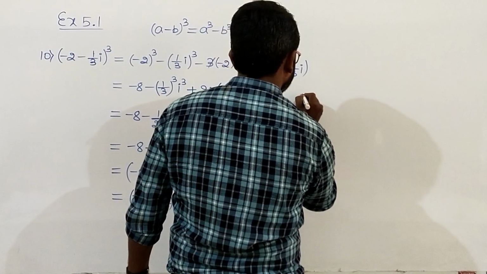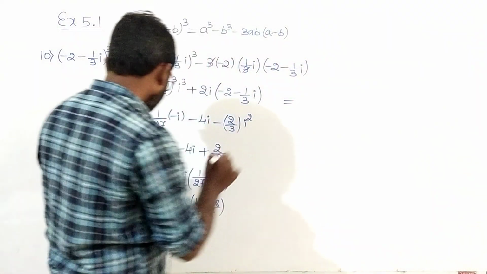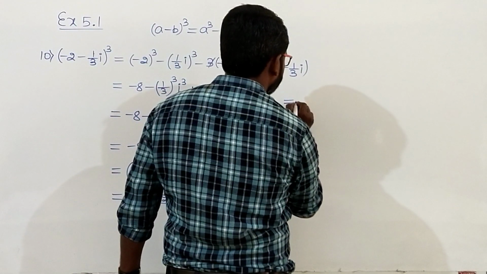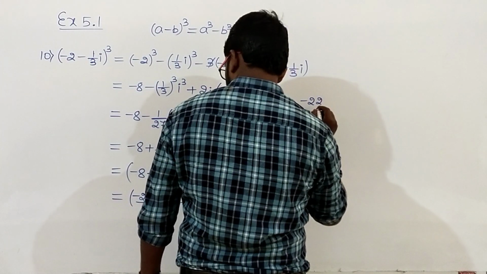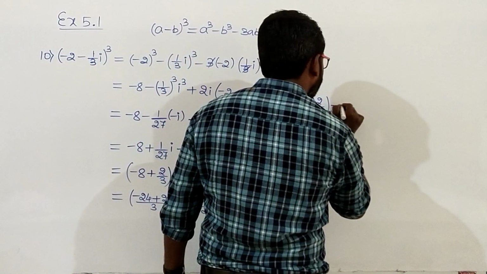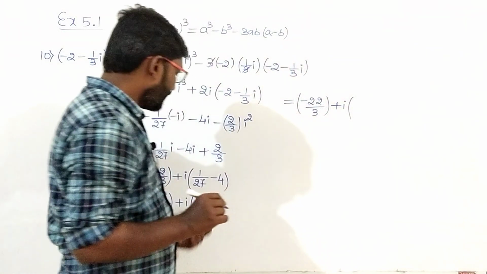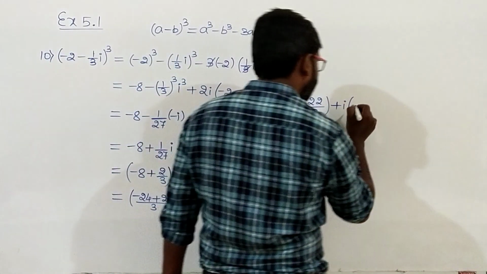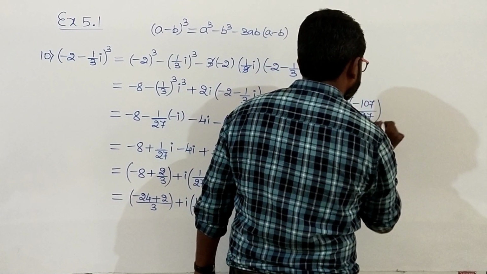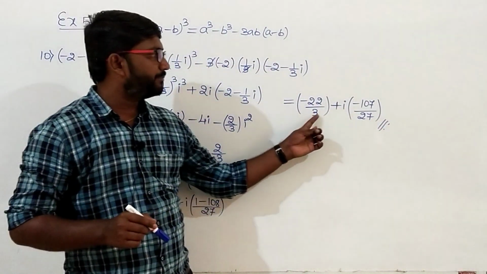So here, which is equals to, now minus 24 plus 2, it is minus 22. Divided by 3, minus 22 by 3. Then plus i as it is, then in the bracket 1 minus 108 will be minus 107 by 27. So this is the required answer for the 10th problem, a plus ib.